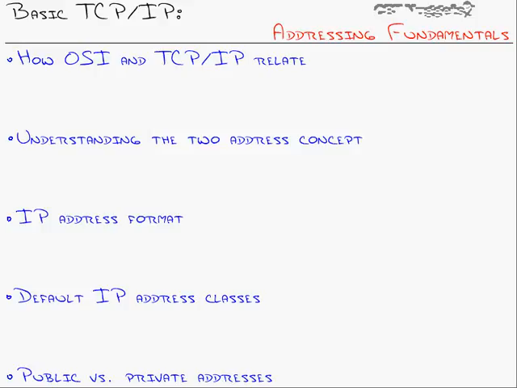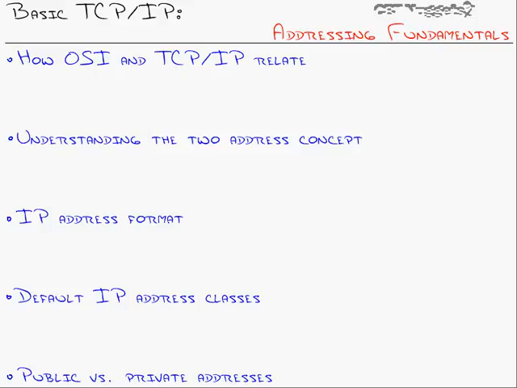As we go through this, number one, how OSI and TCP/IP relate. We just finished talking about the OSI model. How does that relate to TCP/IP? We'll then look at the two address concept. What I specifically mean by that is why do we need two addresses on every packet that we send? A MAC address and an IP address, to give an example of those.